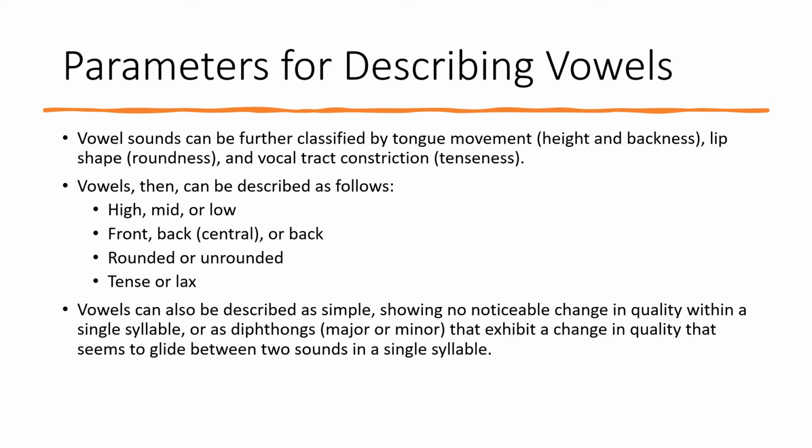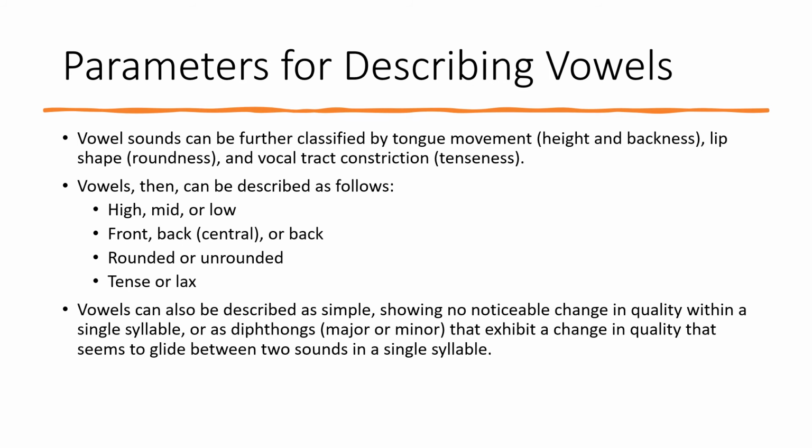So think about E versus O. Right, very different. E is very unrounded. O is very rounded. Tense or lax. So we'll talk about that in just a second. So vowels can also be described as simple. That is, they show no noticeable change in quality within a single syllable. Those are kind of your standard basic vowel sounds.